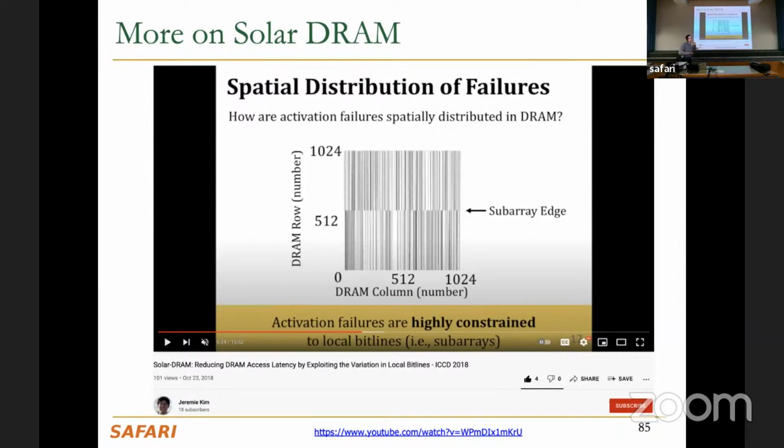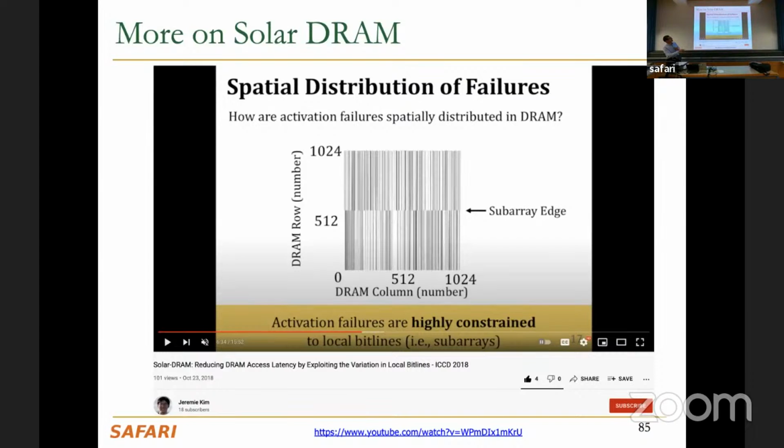The paper also shows that you can actually reduce the write latency significantly, by more than 80%, in existing DRAM chips. I'm not going to talk about that. And it also has interesting observations like this. Basically, you can reverse engineer the DRAM chip by reducing the latency and looking at where the errors happen.